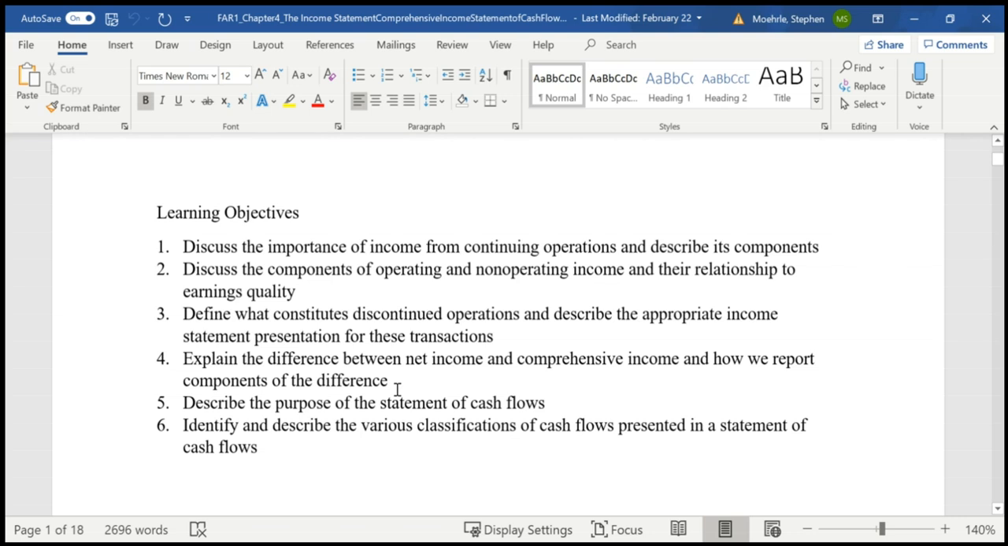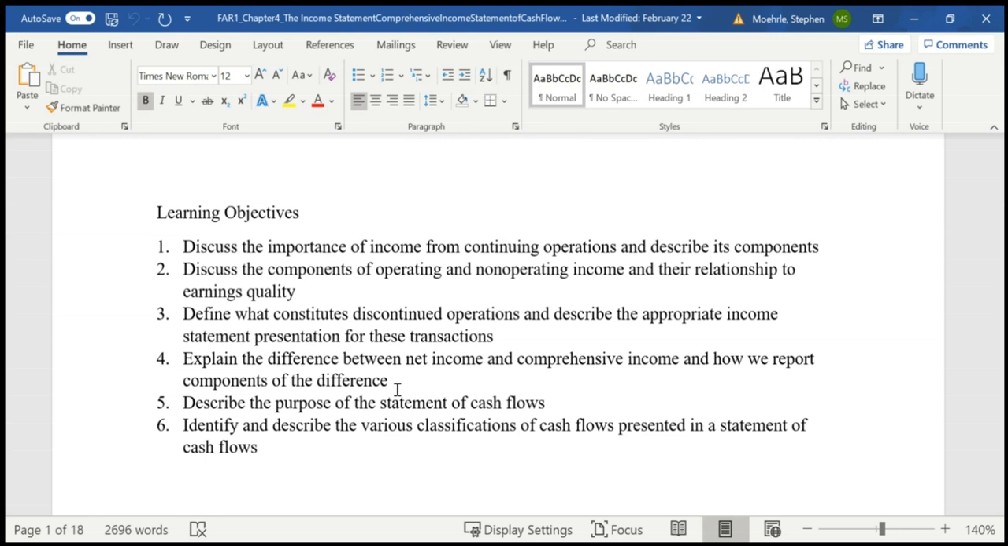So the learning objectives are: discuss the importance of income from continuing operations and describe the components of income from continuing operations. We'll also discuss the components of operating and non-operating income and their relationship to earnings quality. Define what constitutes discontinued operations, and describe the appropriate income statement presentation for these transactions that are known as discontinued operations. In an upcoming video, you'll see what that is.